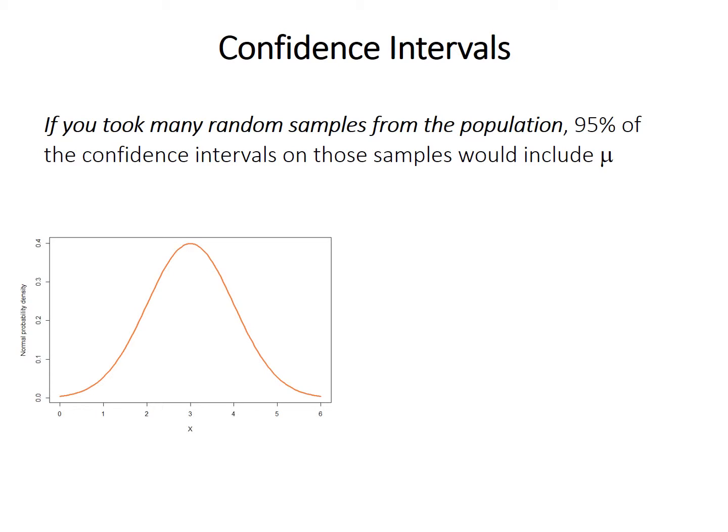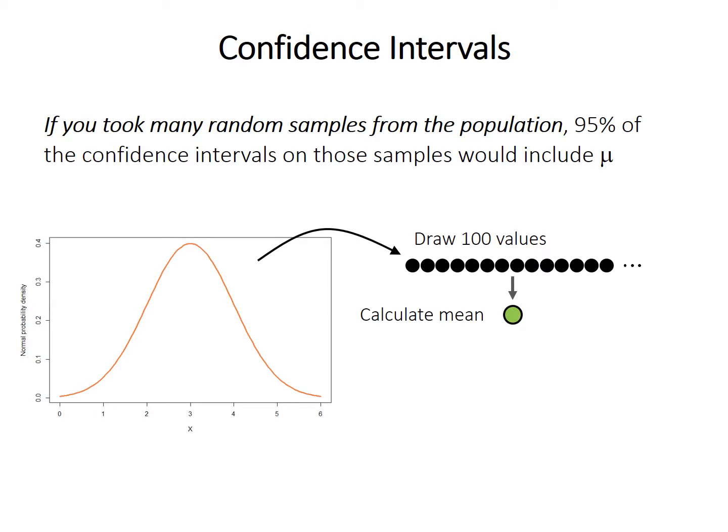The curve on the left is our known population with a mean of 3. We can simulate this method by saying, okay, let's take a random sample of 100 values from our population with a known mean and a known standard deviation. We'll calculate the mean of that sample, so the green dot is now a sample mean, which is an estimate of our original population mean.